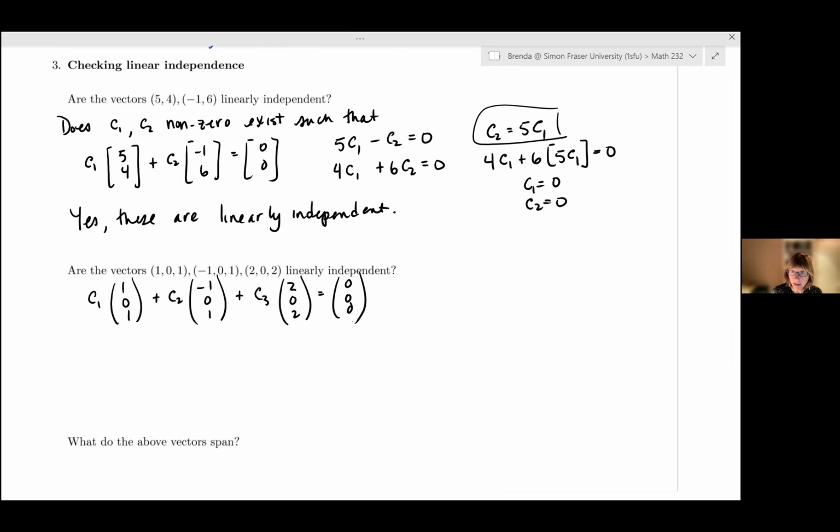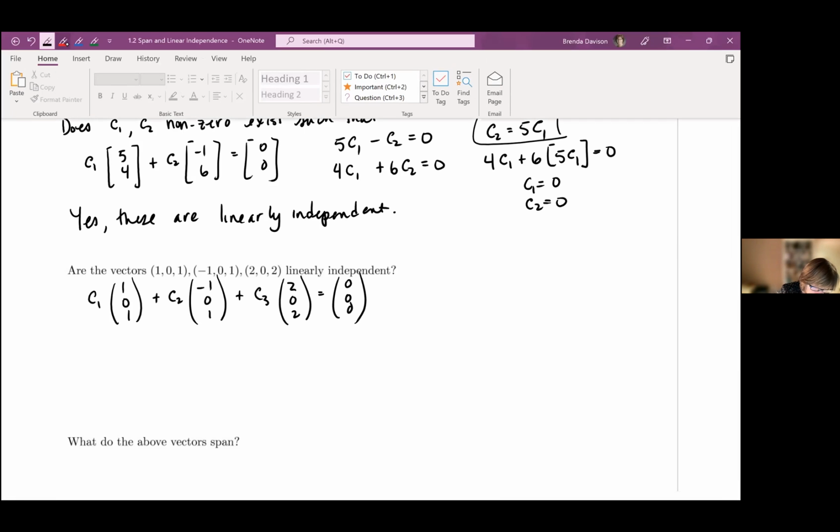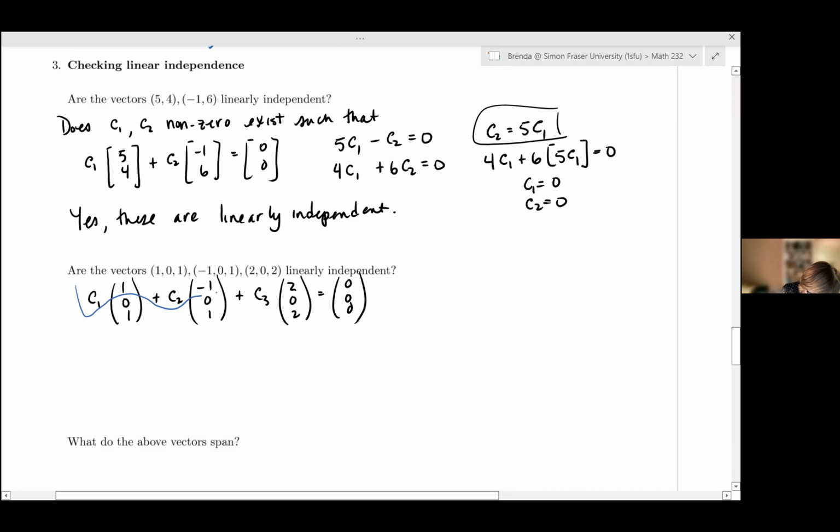Now we've got 3 equations and 3 unknowns. We're reading off of the top row. I'm going to just circle it to make extra clear what I'm doing. I'm reading off this. And then I'm going to read the second row and the third row. So here I've got C1 minus C2 plus 2C3 is equal to 0. I've got 0 times C1 plus 0 times C2 plus 0 times C3 is equal to 0. And I've got C1 plus C2 plus 2C3 is equal to 0.